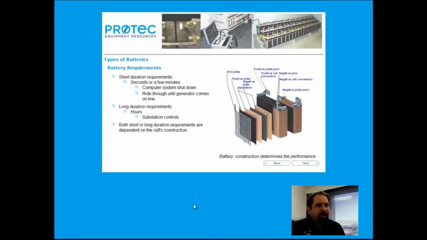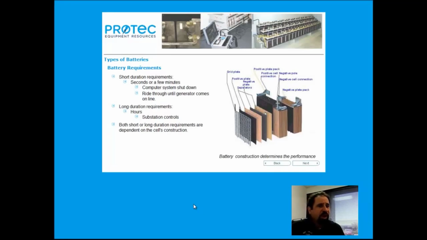Now, types of batteries and battery requirements. Depending upon the construction of the battery, we can have batteries that are designed for short duration requirements. In short duration requirements, the battery discharges in seconds or a few minutes. For instance, this may be used for computer system shutdown. It could be where the battery merely has to deliver current for a short period of time as a ride through until a generator comes online. Again, a lot of your UPS systems are based on short duration, high discharge rate battery systems.